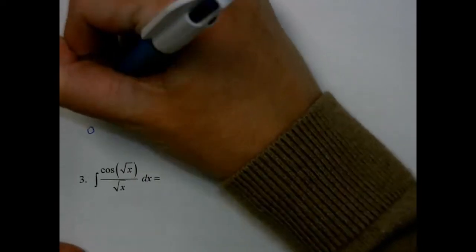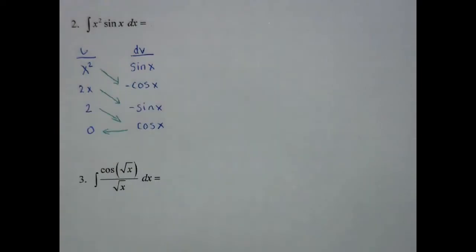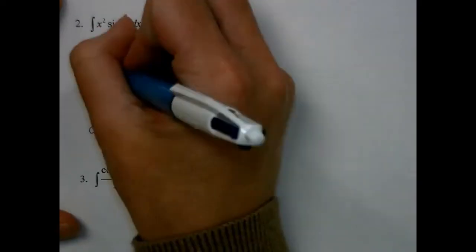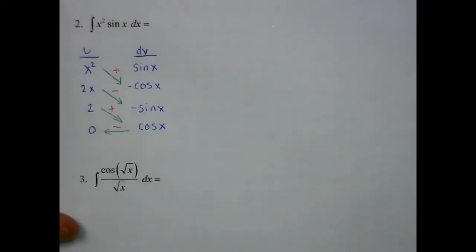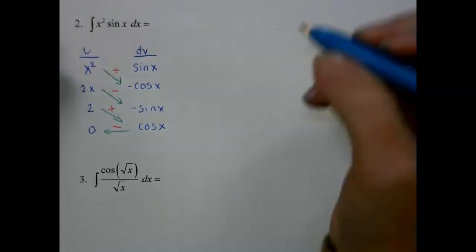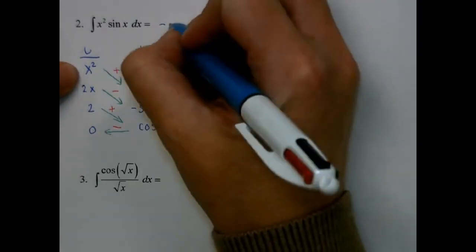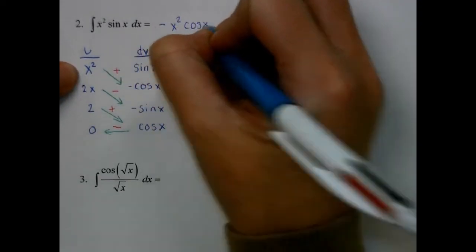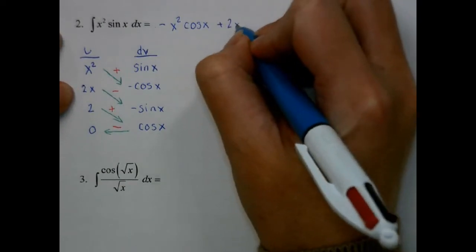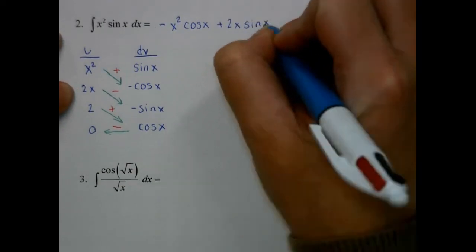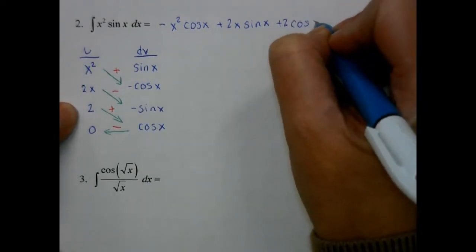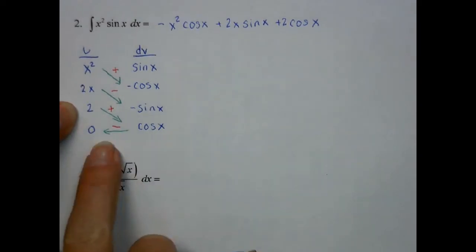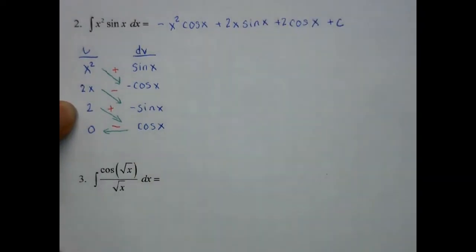Do our diagonals. Alternate the signs. Okay, and then we integrate. So we're going to have negative x squared cosine x plus 2x sine x plus 2 cosine of x, and then we integrate across the bottom, but that's just going to be 0. So we have plus c.